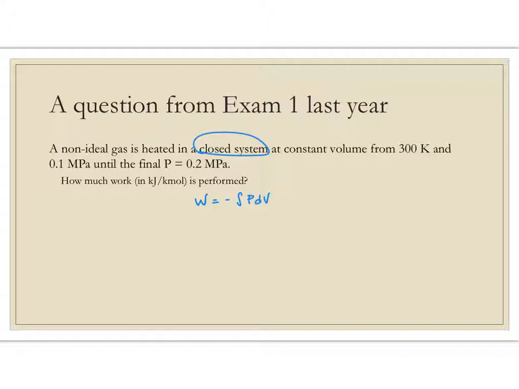And then we look at this next part and it says it's at constant volume. So that means volume is not changing, so therefore this integral is 0, and so therefore the specific work is going to be 0 kilojoules per kilomole, or whatever units you want. 0 is still 0.